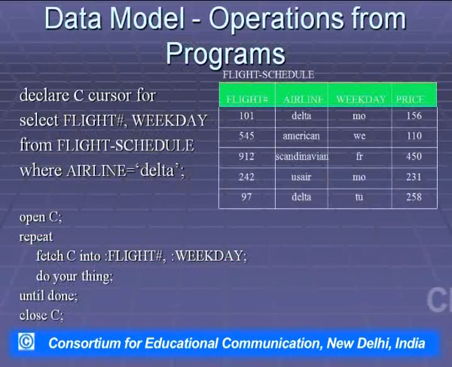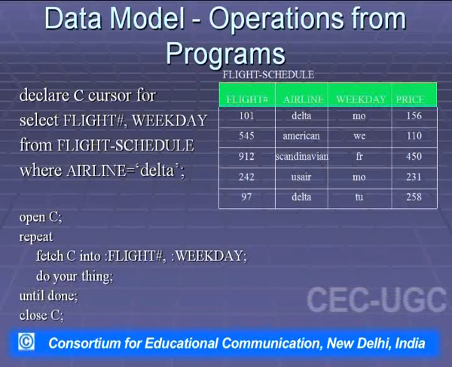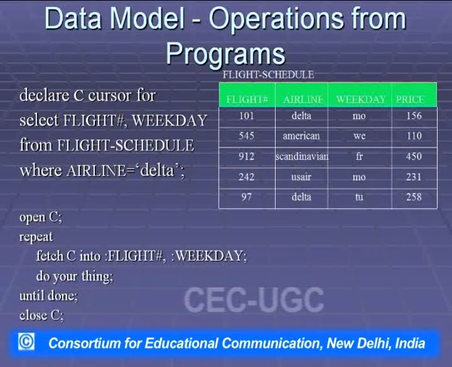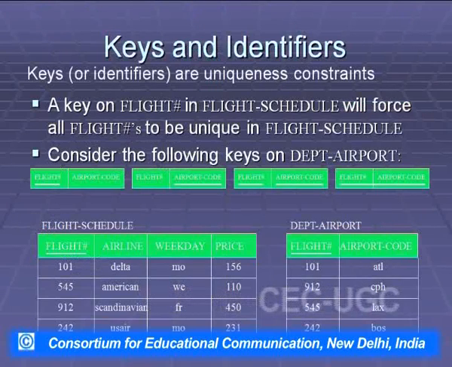Now data model operations from programs. As we have just discussed, here we can make a small, very user-friendly program just for doing that. For example, here we say declare C cursor for select flight weekday from flight schedule where airline is Delta. We can write a small program for that: open C, repeat, fetch into this flight, and we do this until done, close C. So this kind of small thing can be done.